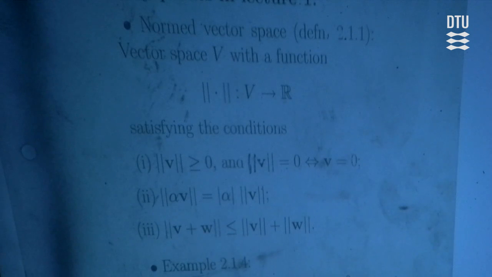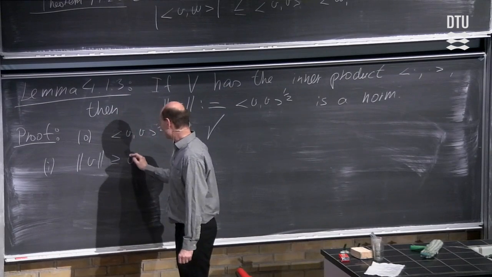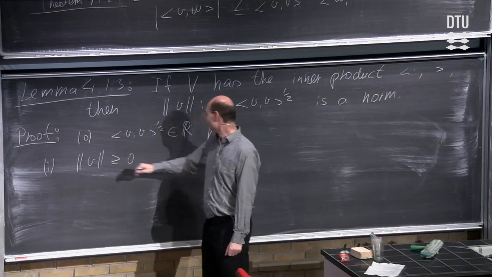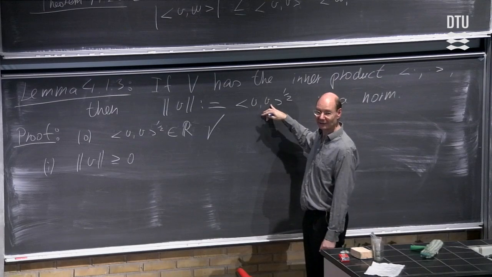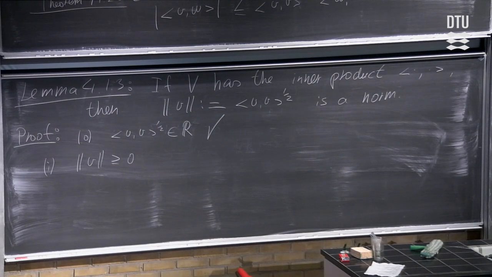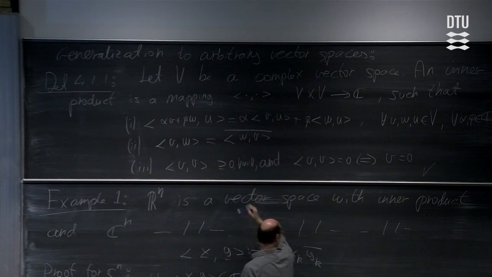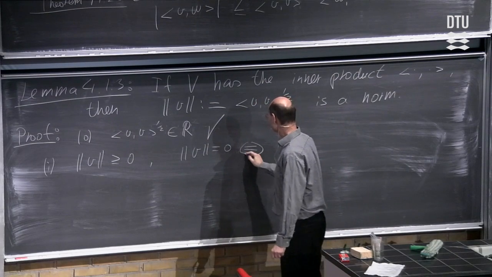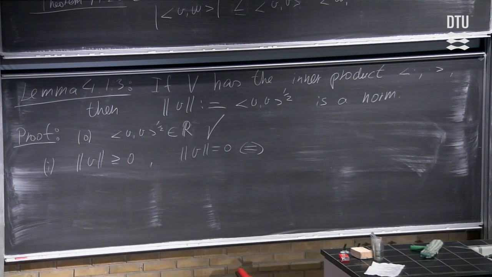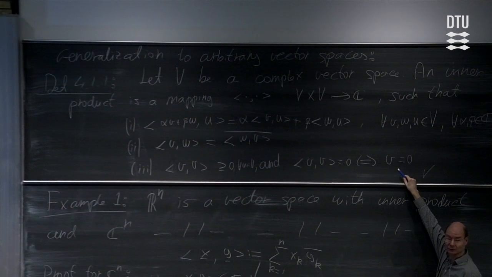So let's look at the first one. We need to show that the norm of V is greater than or equal to 0. But the norm of V is just the inner product between V and V to the power a half. And again, if you look at this, then this is positive. So this is okay. And what does it mean that the norm is equal to 0? This means that this is equal to 0. And by the condition that we have here, this is the same as to say that V is equal to 0.